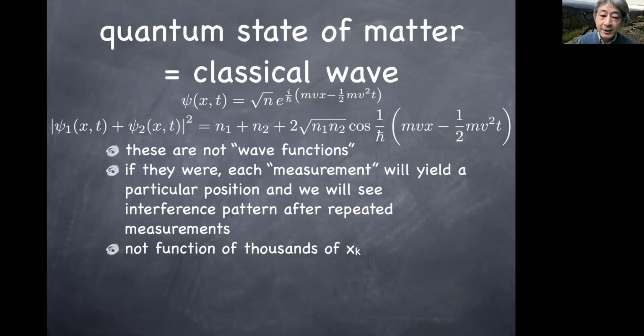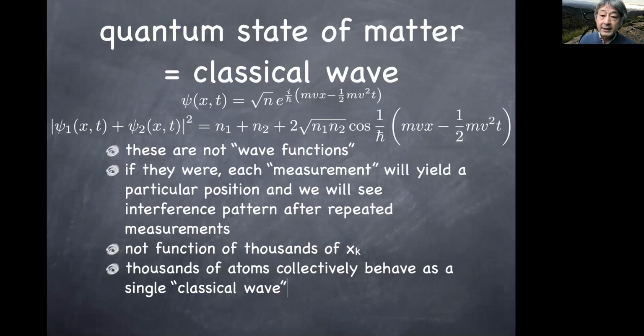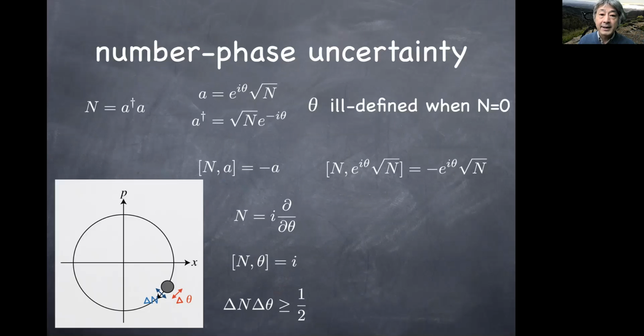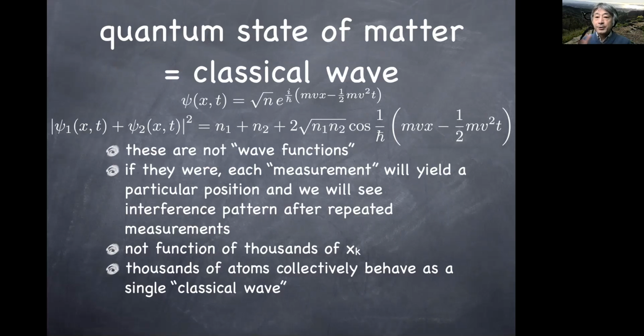So definitely this is not a wave function because of these two points. First, it's not a probability wave. We don't see the collapse of the wave function. It's really a classical wave. And second, it's a function of only a single x, not thousands of x's. So I hope you see this distinction between the wave function and classical field psi. So once again, thousands of atoms collectively behave as a single classical wave. And that's the idea of this Bose-Einstein condensate. And that actually turns out to be described basically by a coherent state once you actually use the language of the Hilbert space and operators. And I'll come back and talk about that. But let me go back to this slide to see if you have any questions.